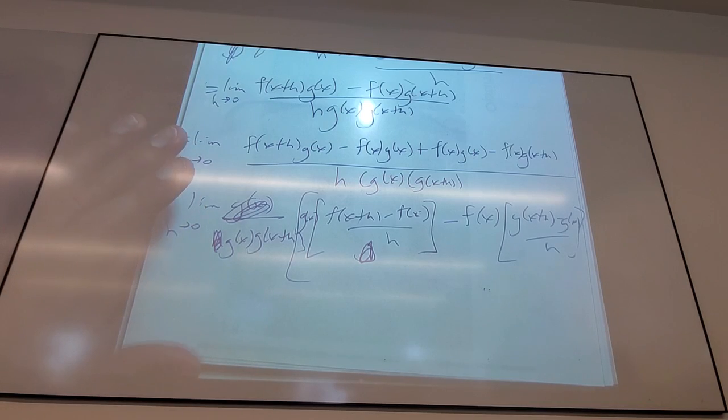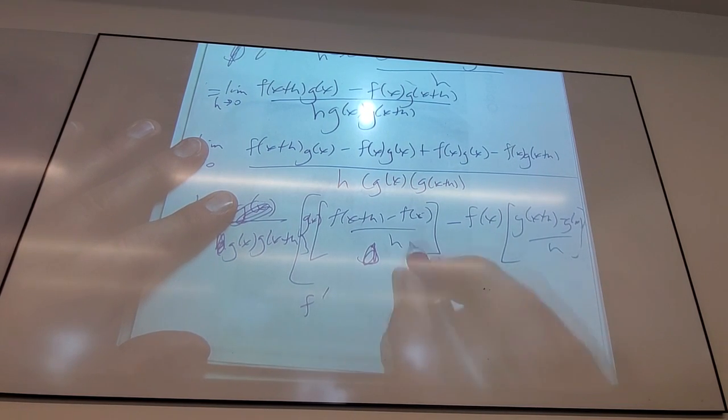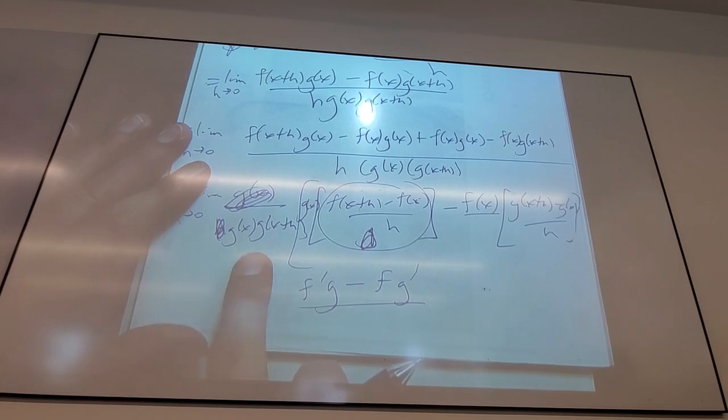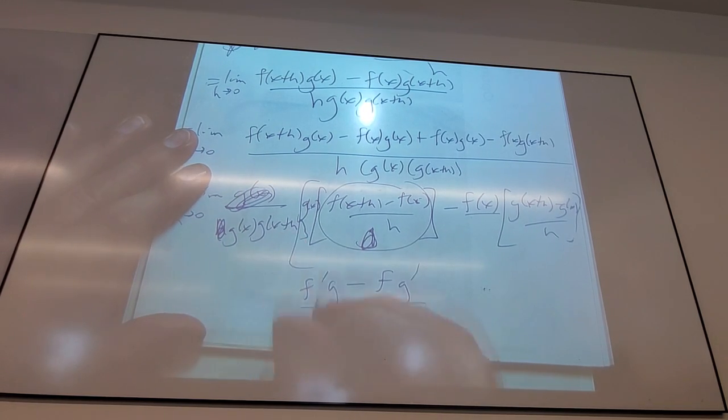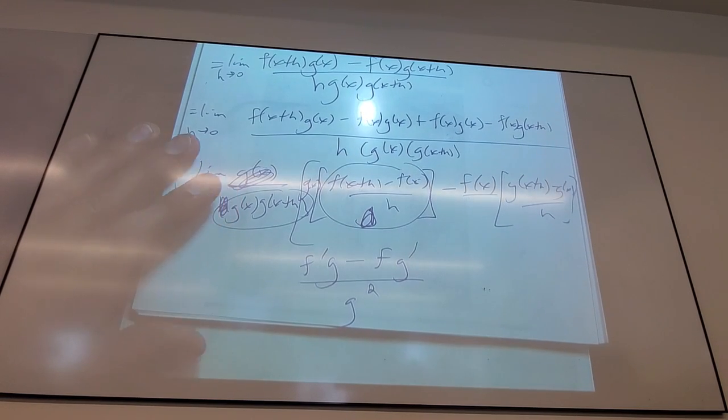So let me just cut to the chase. This becomes f prime g minus f g prime. And I'm letting h go to 0, so I get g squared on the bottom. Okay, maybe.